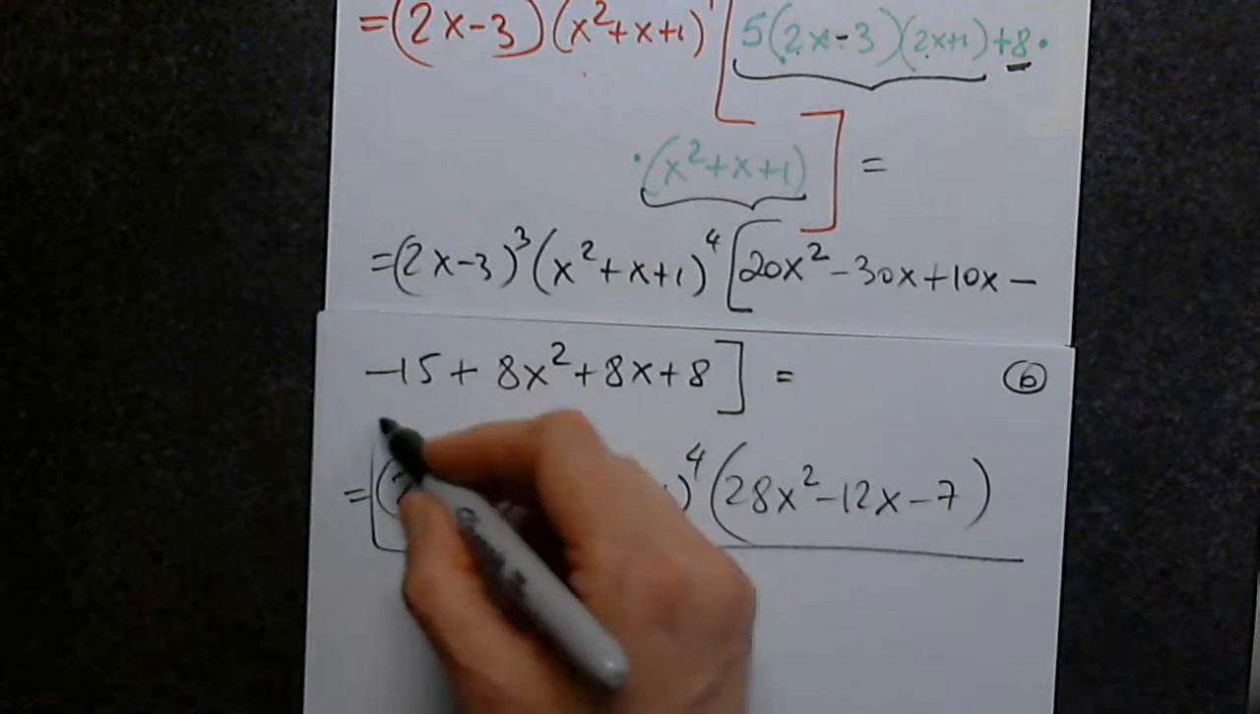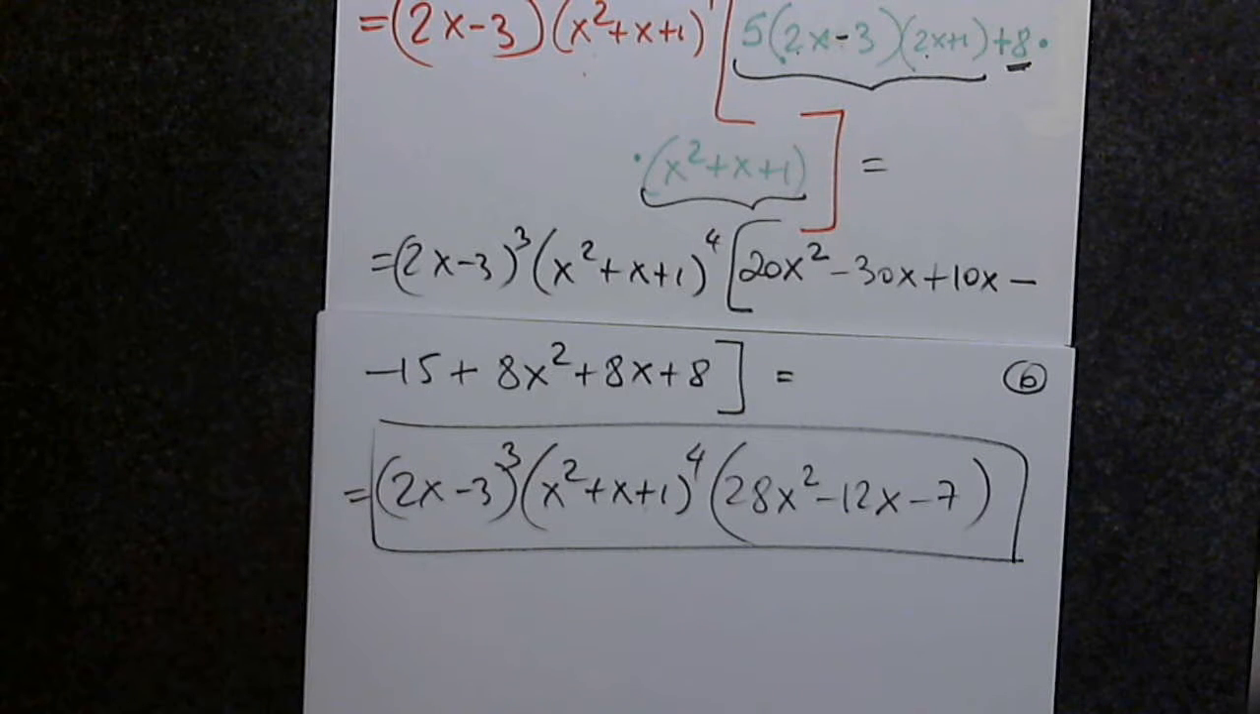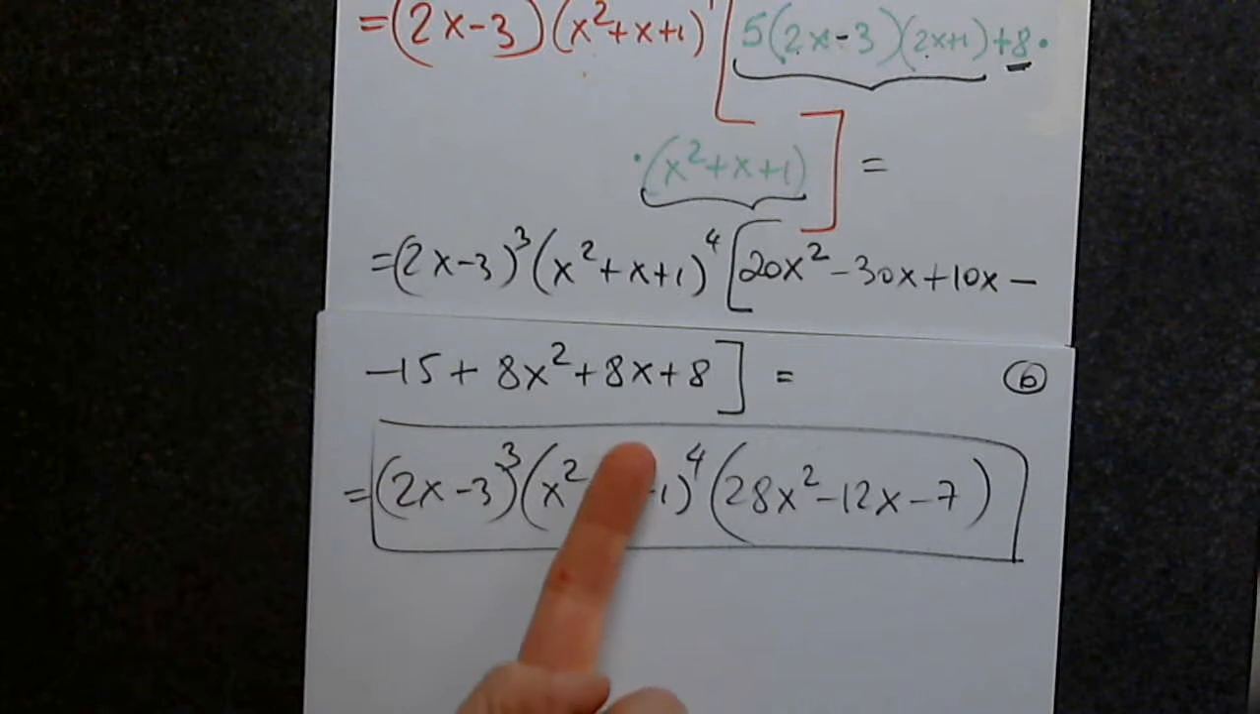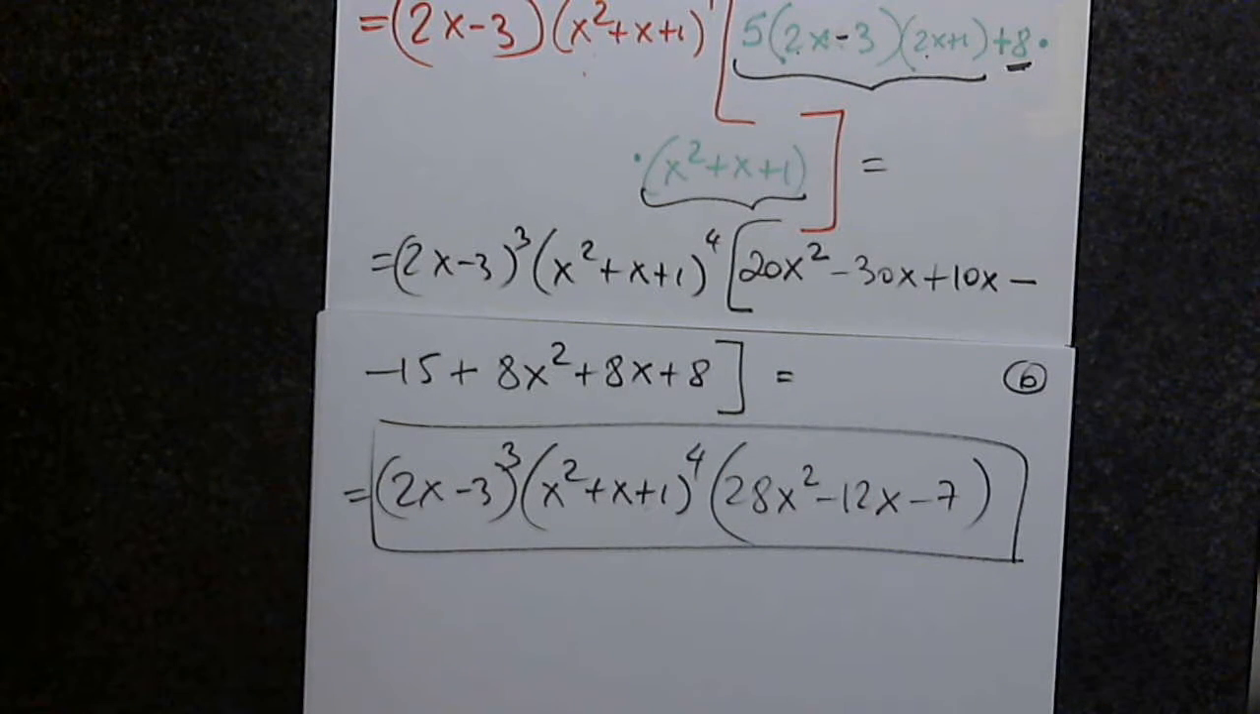And this is the result of adding two kind of weird terms, changing them into complete factors. This is the first factor, this is the second factor, this is the third factor. Questions?